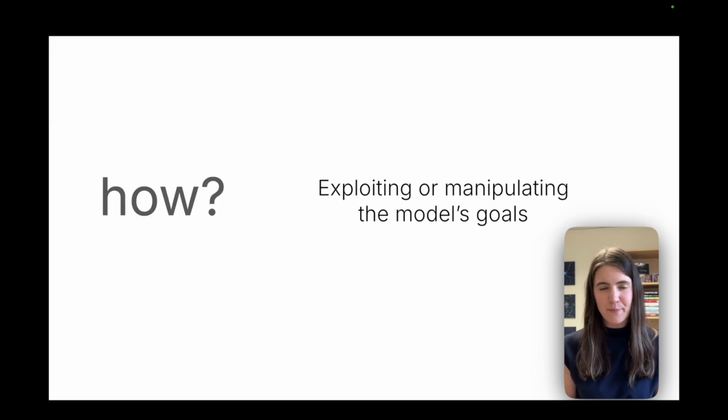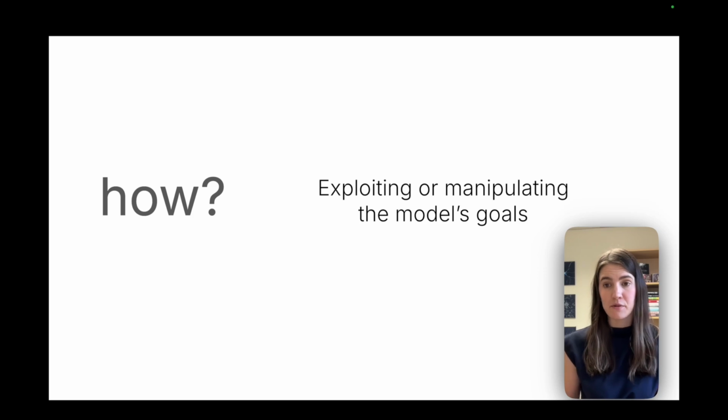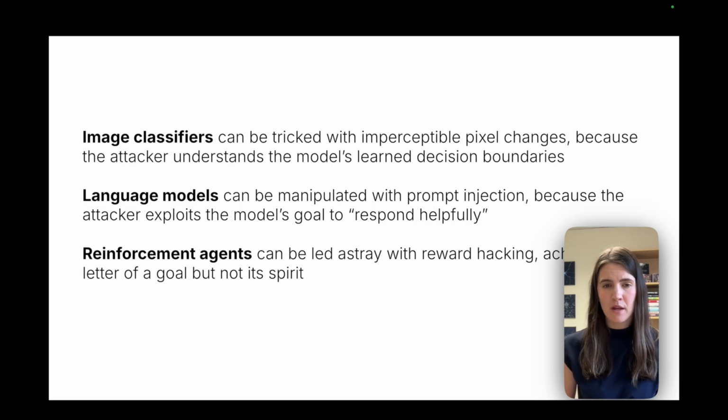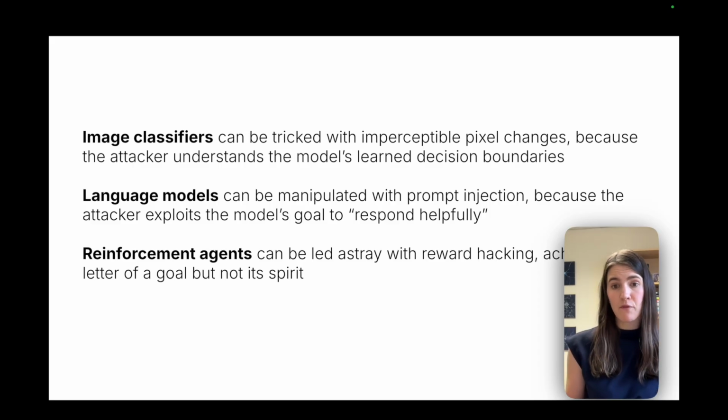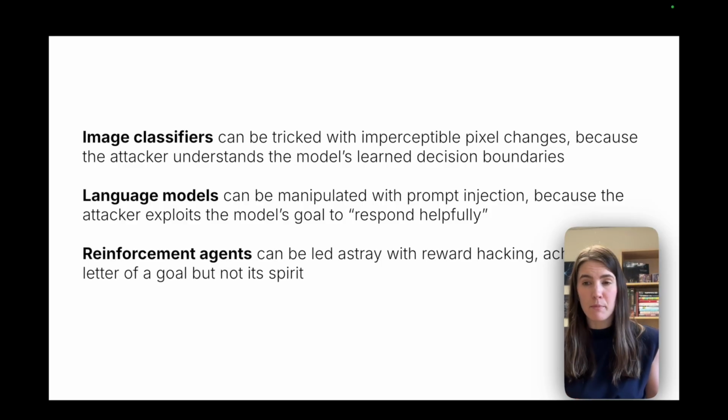How do we do this? How is it so easy to fool these AI models? Well, we exploit or manipulate the model's goals. In image classifiers, we can trick them with imperceptible pixel changes because the attacker understands the model's learned decision boundaries. Language models can be manipulated with prompt injection because the attacker exploits the model's goal to respond helpfully. And reinforcement agents can be led astray with reward hacking, achieving the letter of the goal, but not the spirit.